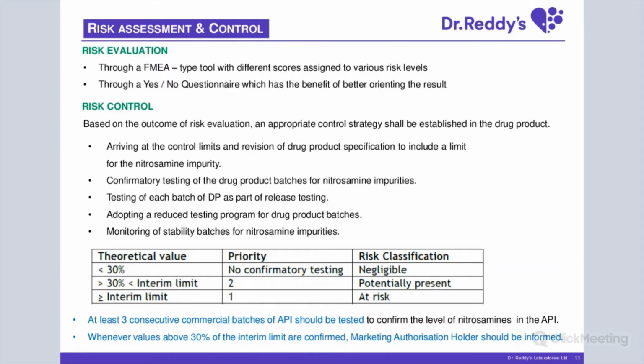So it is suggested that we do 3 consecutive commercial batches of the API to confirm the level of nitrosamine in the API. And once we check the API, if the level is much below 30% of the spec limit, then we do not need to have any control. However, please remember that whenever we change the API process, or make any change, or any recycled solvents are introduced in the process, it is again recommended to do a fresh risk evaluation with respect to nitrosamine formation. And whenever we get more than 30% of the limit, I think it is also the responsibility of the manufacturer to inform the marketing authorization holder.